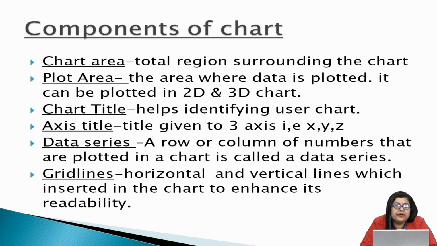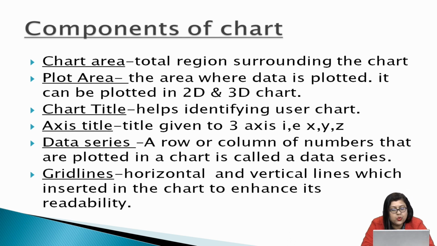Now what are the components of a chart? The chart components consist of chart area, the total region surrounding the chart, and plot area, where you have plotted your data. It can be a 2D or 3D chart. Chart title identifies the chart. Axis title shows that it can be plotted on 3 axes: x axis, y axis and z axis.